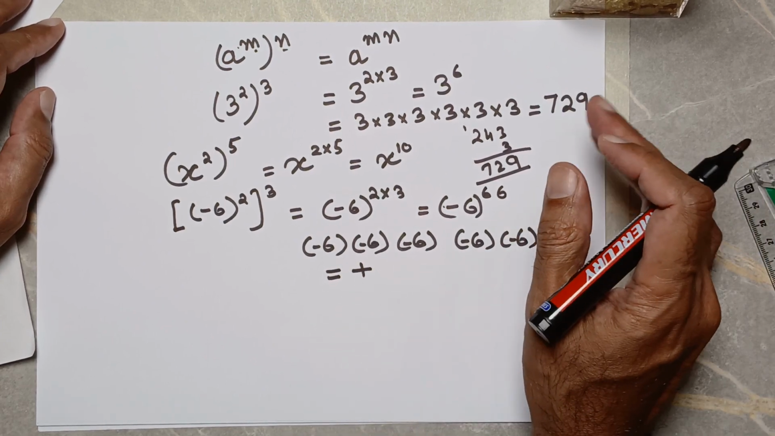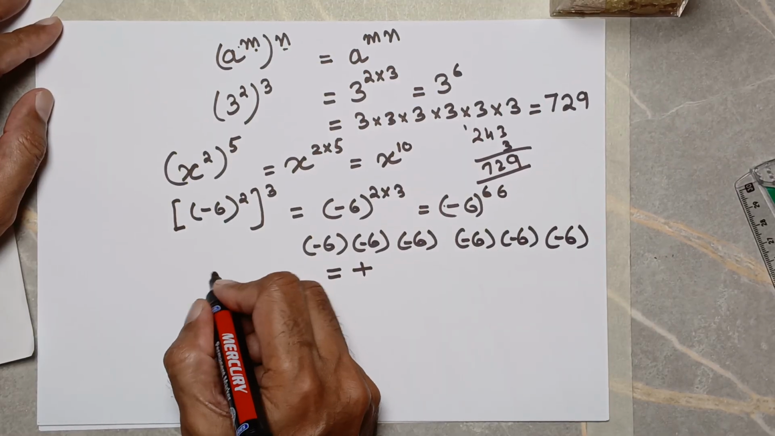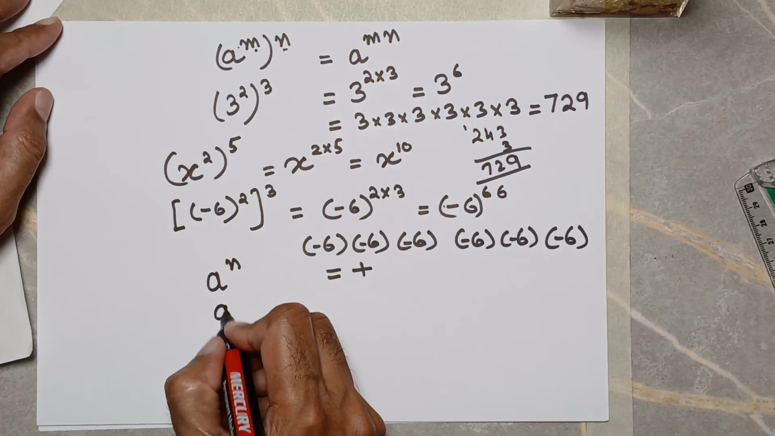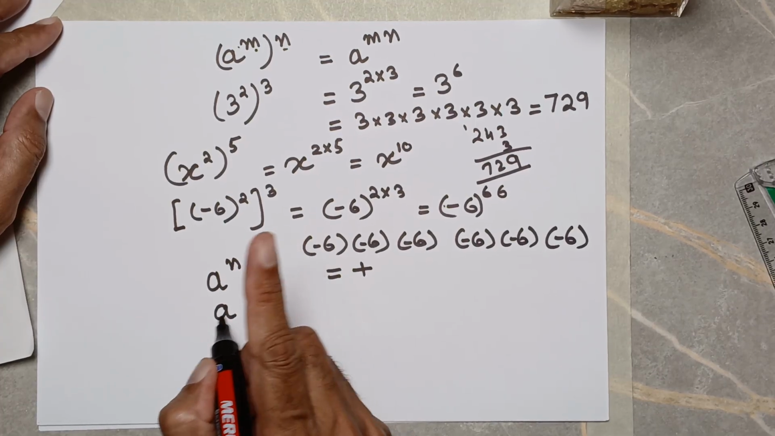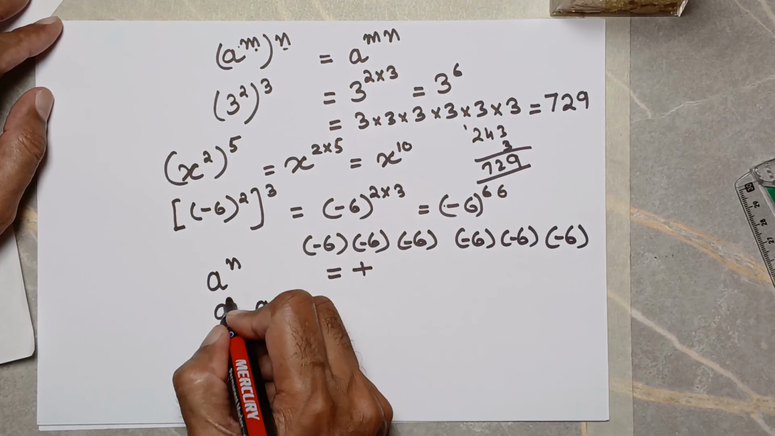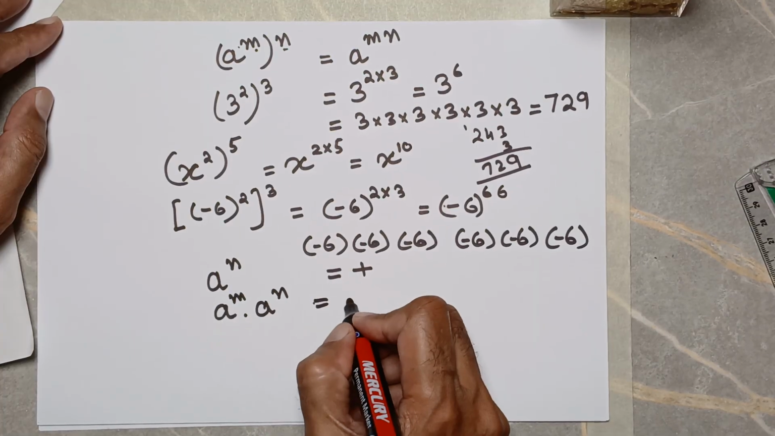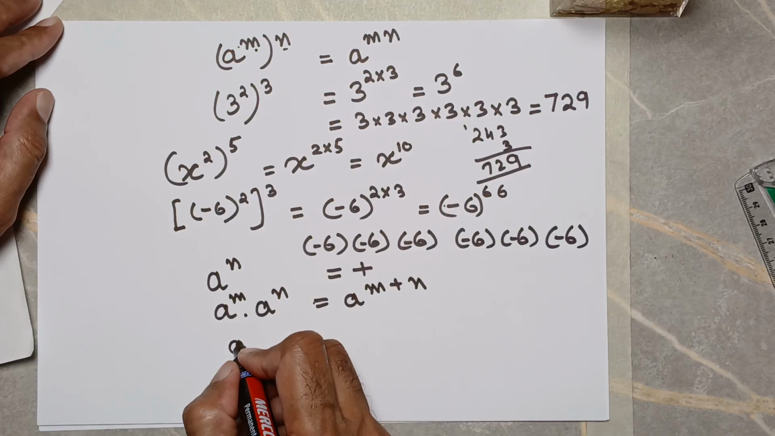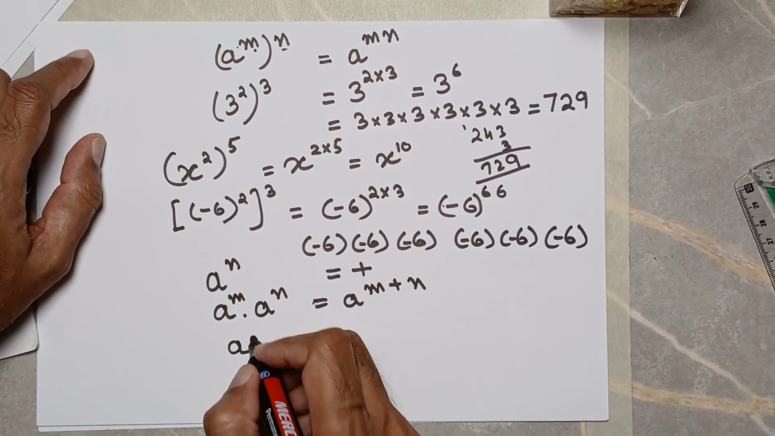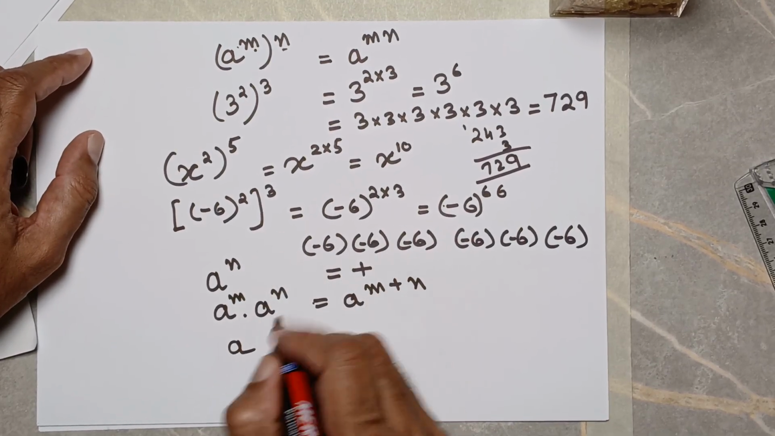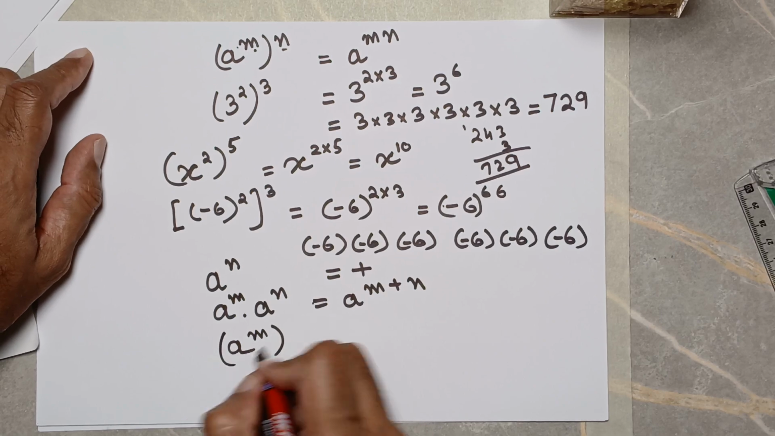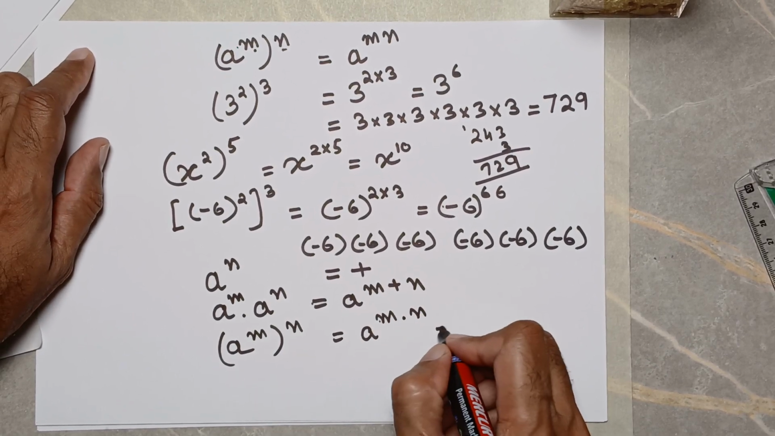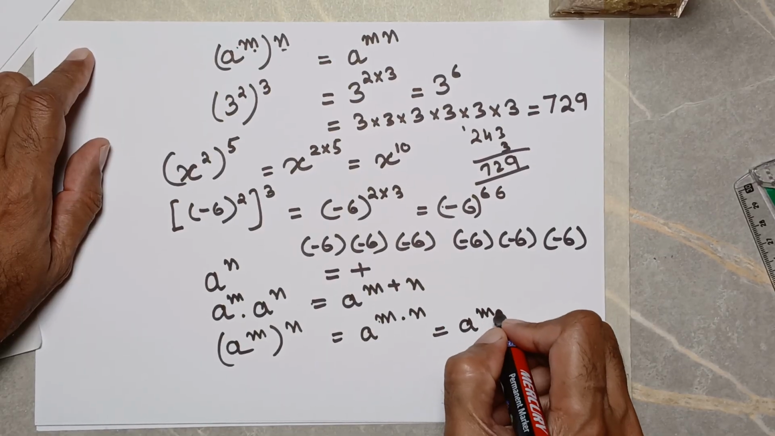Let me summarize what we have covered up till now. a raised to the power n. Then, when the bases are the same, we add the powers: a raised to the power m times a raised to the power n is a raised to the power m plus n. And in this lecture, what we have learned is that the exponent is multiplied by the other exponent: a raised to the power m, raised to the power n, is a raised to the power mn.